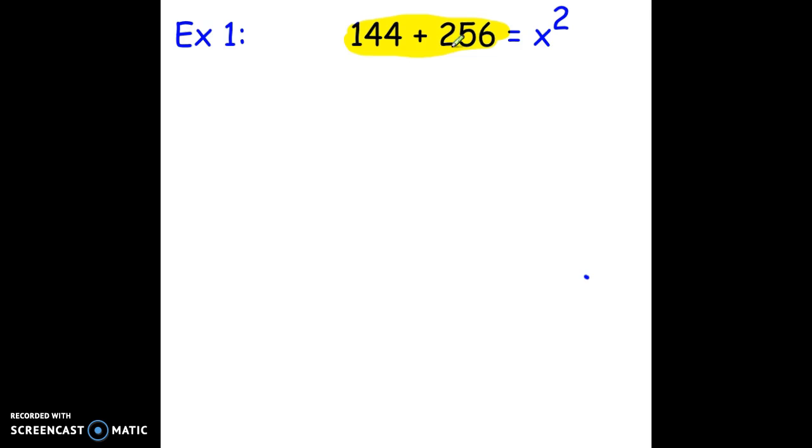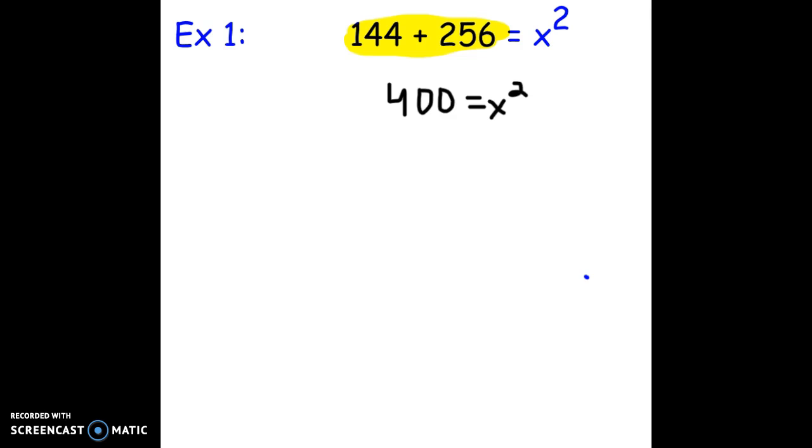Those are like terms because they're both what are called constant values. So adding these together, that's going to give us 400. So I've got 400 equaling x squared. The goal of this is to isolate your variable to get x completely by itself. Right now I don't have x by itself, I've got x squared.